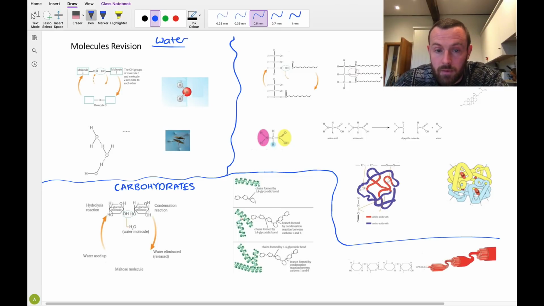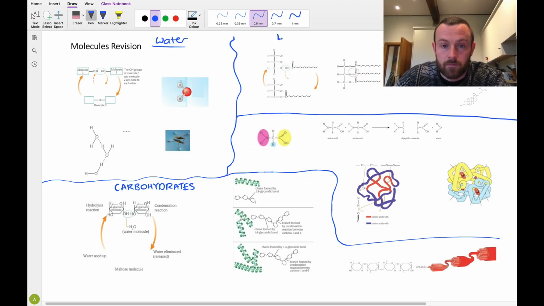Up here, we're going to be looking at lipids. Just this top segment. So I'm going to move that across there. So this is going to be lipids. And this whole section down here is going to be about proteins.